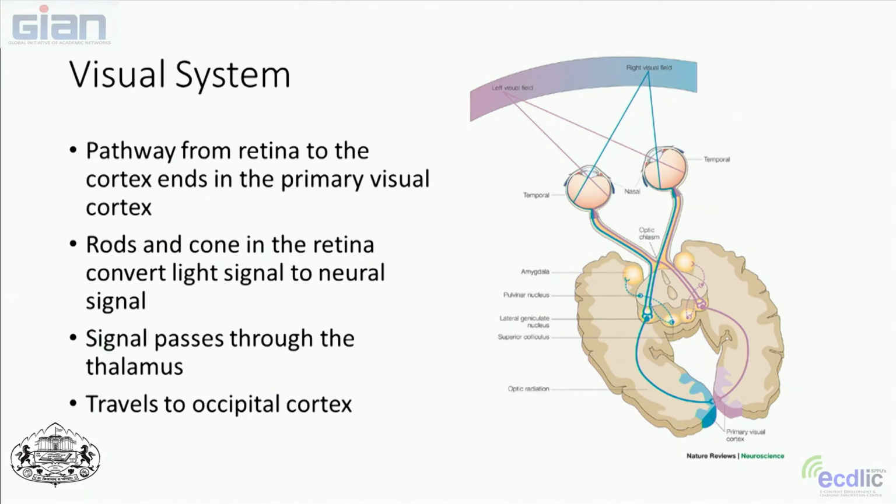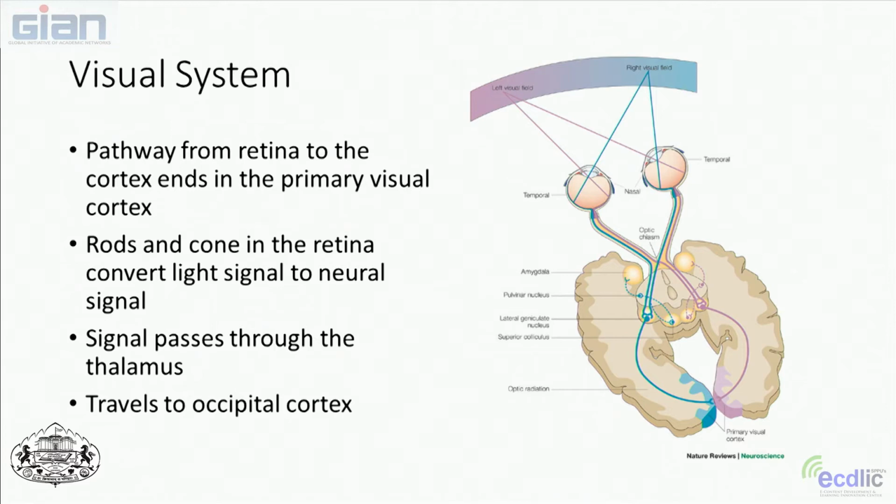Okay, let's start by looking at the visual system. As I mentioned, the visual system involves a lot of processing in the occipital cortex. It's the sensory system that the brain has the largest devoted area to, so it's a very important system for us. The pathway from the retina to the cortex ends in the primary visual cortex. You can see back there in the occipital lobe, this is an axial slice through the brain, and your primary visual cortex is right back here in your occipital lobe.